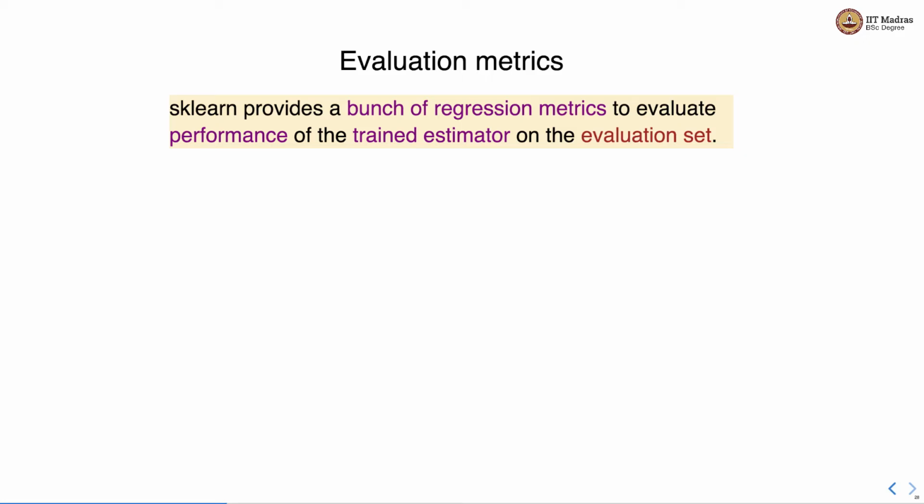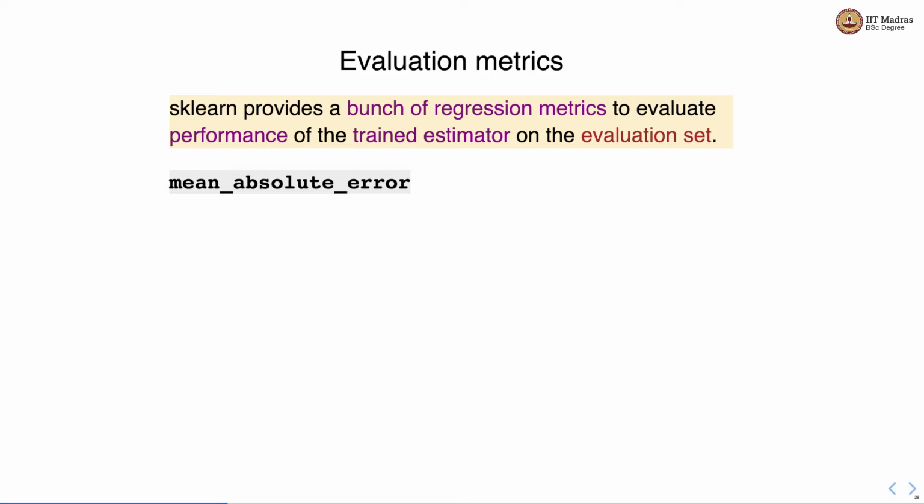So apart from score, the score method returns R square. But there could be other regression metrics that could be of our interest. Fortunately, sklearn provides a bunch of such regression metrics for us to evaluate performance of the trained estimator on the evaluation set. Let's look at those evaluation metrics.